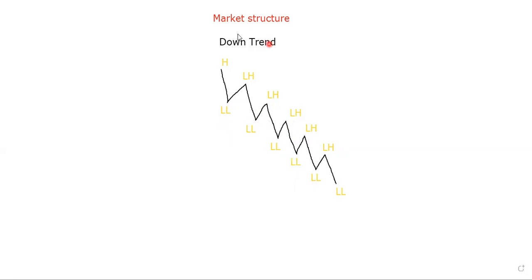Whenever you see a market that is trending to the downside, all you need to identify are the lower lows and the lower highs. So this is the market structure. The market is structured in this way. In the next video, I'm going to teach you the tools you need to use to identify our lower highs and our lower lows.